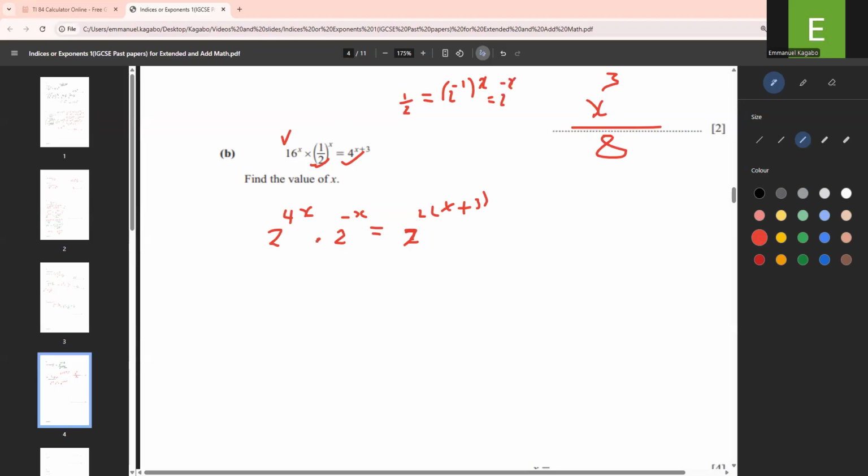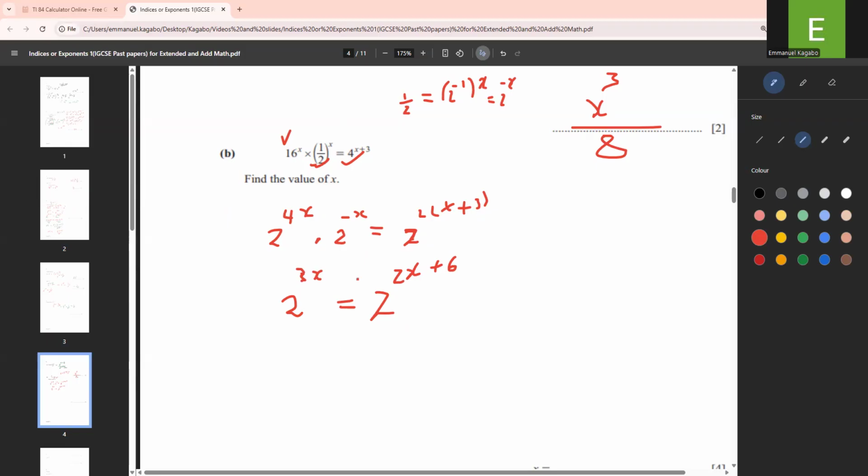So when you are multiplying numbers of the same base, you add the powers. So it will be 2 power 4x minus x, which gives me 3x. Okay. And then equals 2 power 2x plus 6, right? Very good.